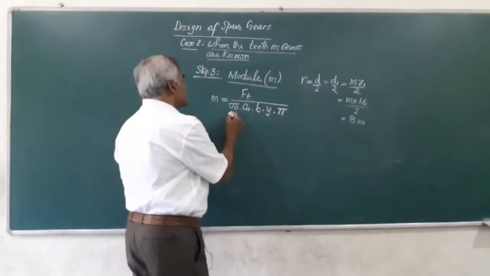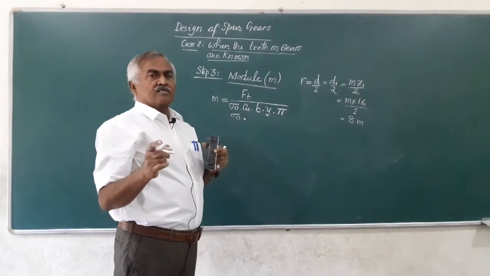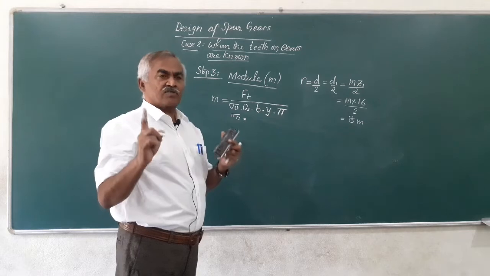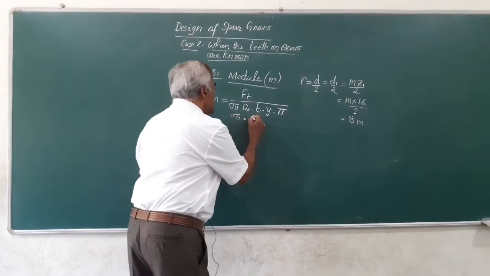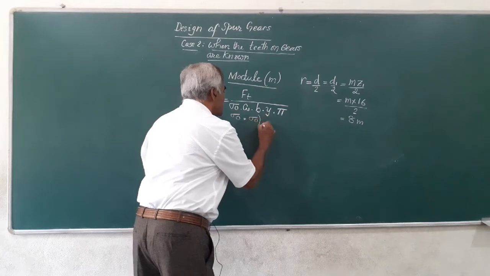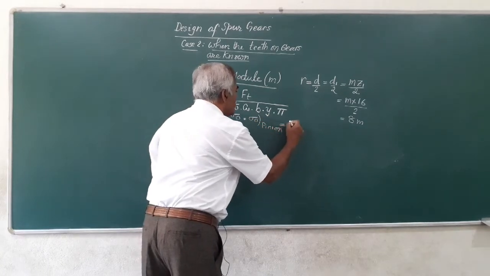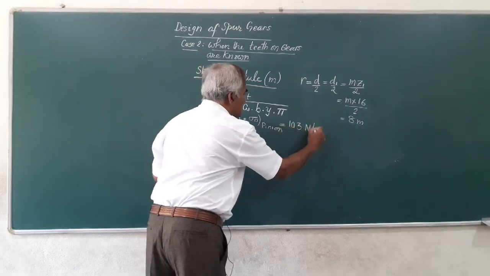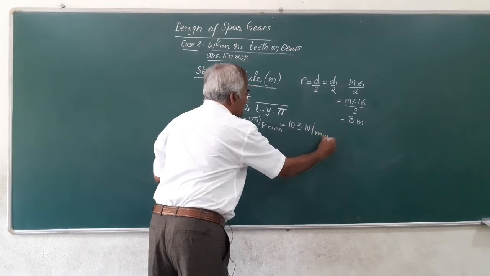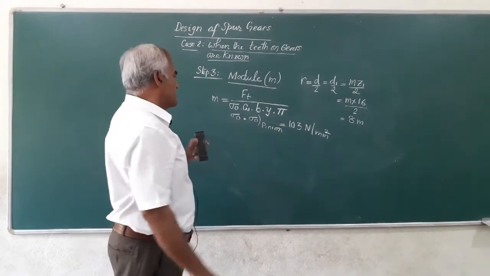Friends, coming to this sigma naught. Sigma naught is the allowable static stress for the weaker member. We have taken same material for both. Here sigma naught is sigma naught of pinion, that is equal to 103 megapascal or Newton per mm square, assuming that the material of this is high grade cast iron.